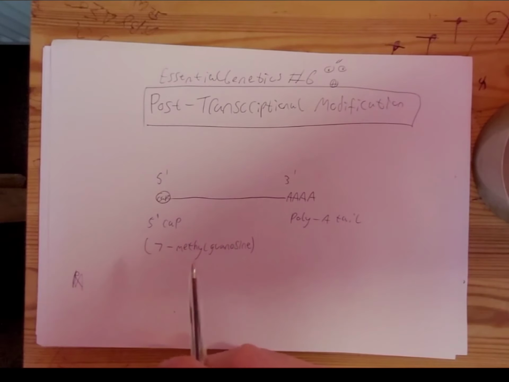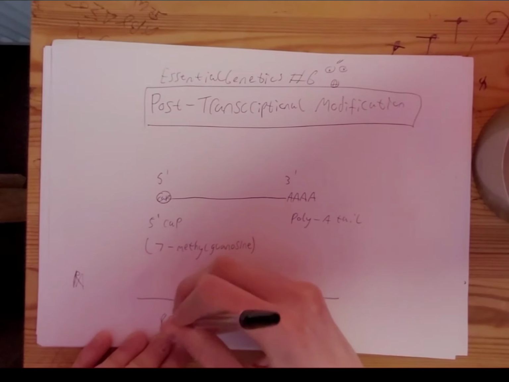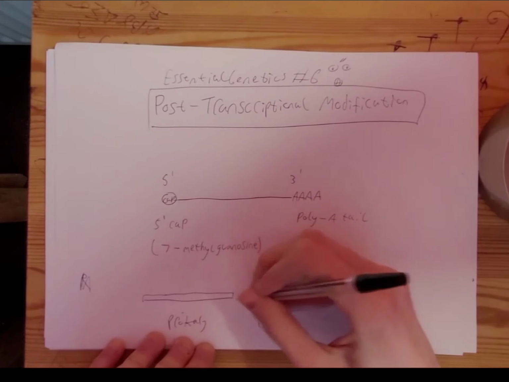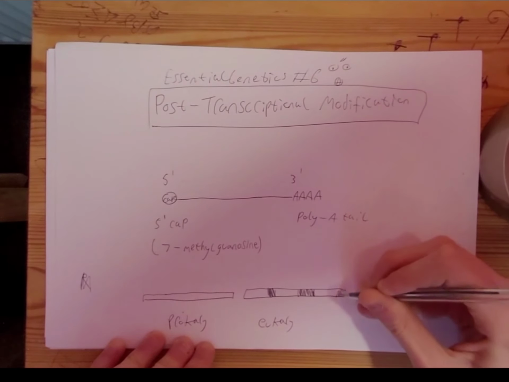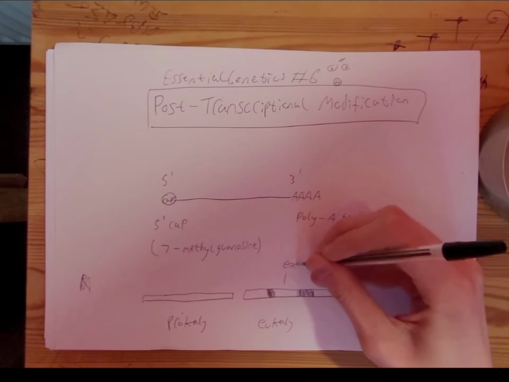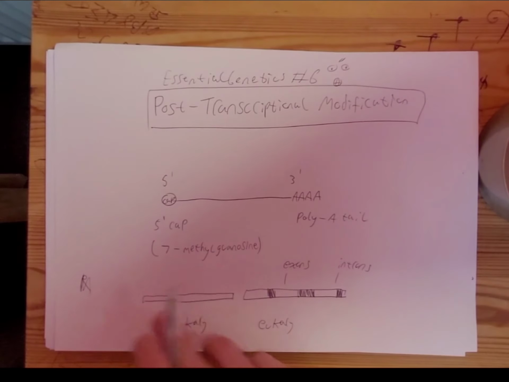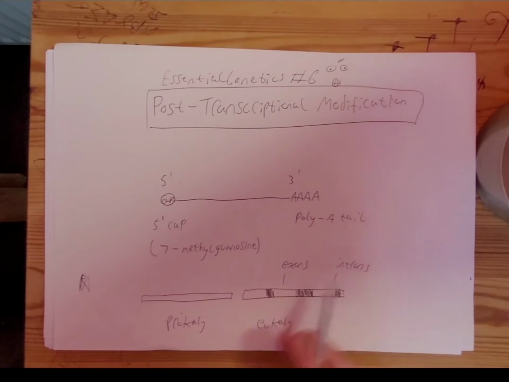If we compare a eukaryote mRNA with a prokaryote mRNA, this is the prokaryote one, this is the eukaryote one. These white bits here are called exons. These black bits are called introns. Exons are the pieces of RNA that are going to be used to determine the structure of the protein in translation. In prokaryotes, this is just all the gene. In eukaryotes, in between the exons, there's introns. These don't determine the structure of a protein.